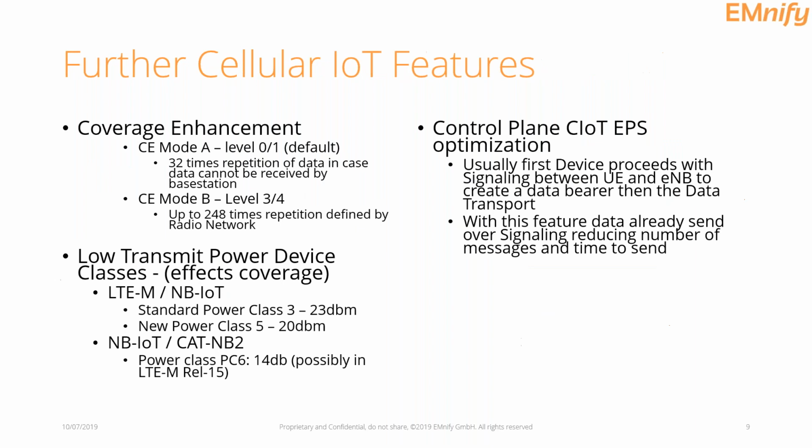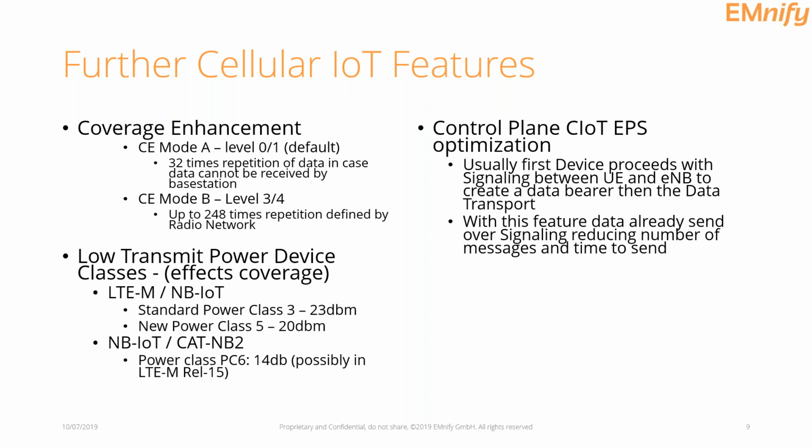There are some other cellular IoT features which were introduced to meet these requirements that I was pointing out in the beginning, like better coverage, lower device costs, and longer battery life. One feature is the coverage enhancement feature. There's two different modes, CE mode A and CE mode B, which is just giving a possibility for devices to transmit the data multiple times.